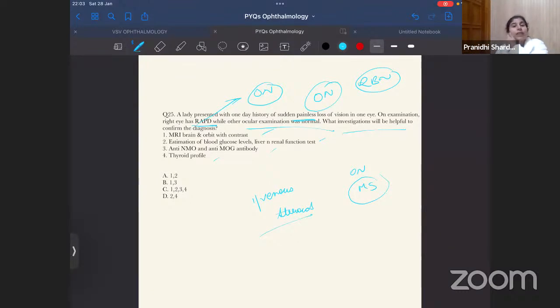Then we give oral methylprednisolone for 11 days. Then we taper it. So there is so much long treatment of steroids. We have to determine their glucose levels. It raises the blood glucose level. So we have to study his RFTs, LFTs, glucose levels. 1 is right, 2 is right. Anti-NMO, if there is no recurrent optic neuritis, if there is no history of transverse myelitis, no need to do anti-NMO because it is neuromyelitis optica.